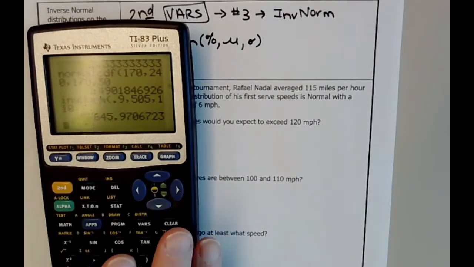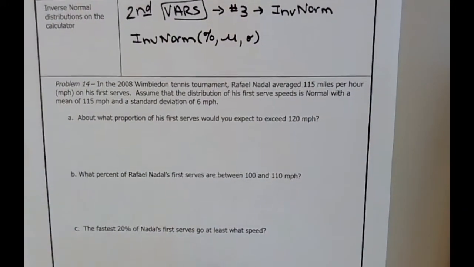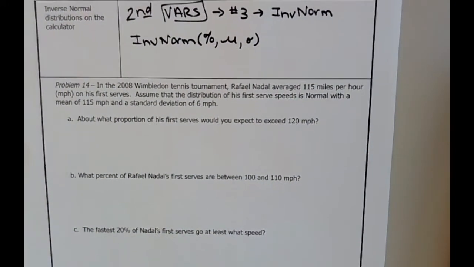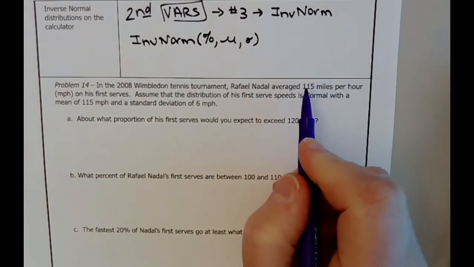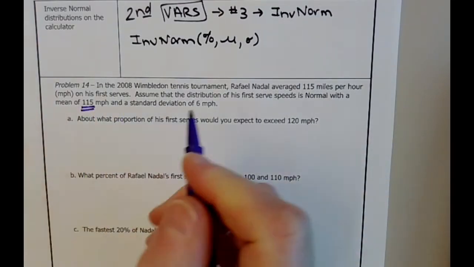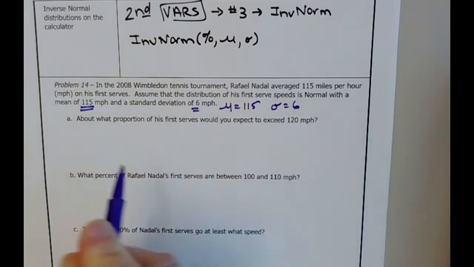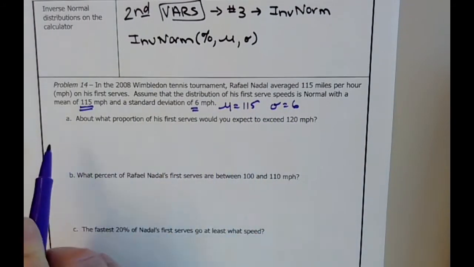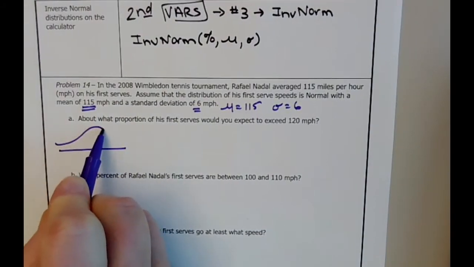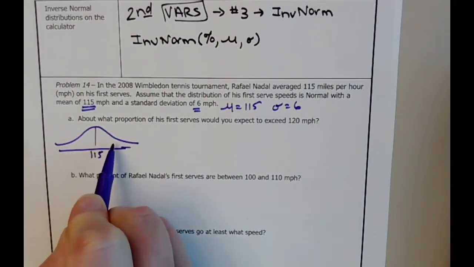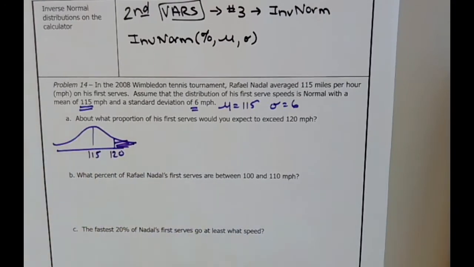So that's if you don't know the z-score and you have to find the z-score and then work backwards to find x. That's fine using the inverse norm. Let's just do a couple of problems here. It says in the 2008 Wimbledon tennis tournament, the average mean is 115, standard deviation is 6. About what proportion of his first serves would you expect to exceed 120?